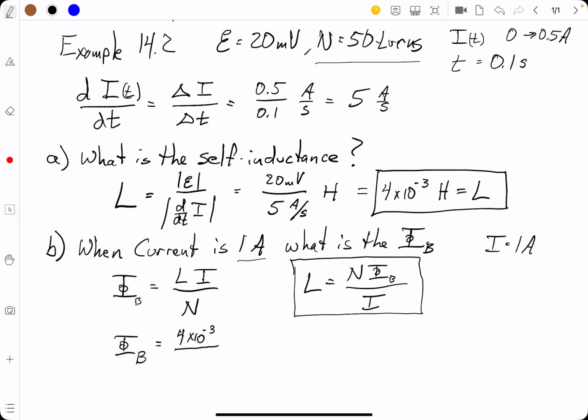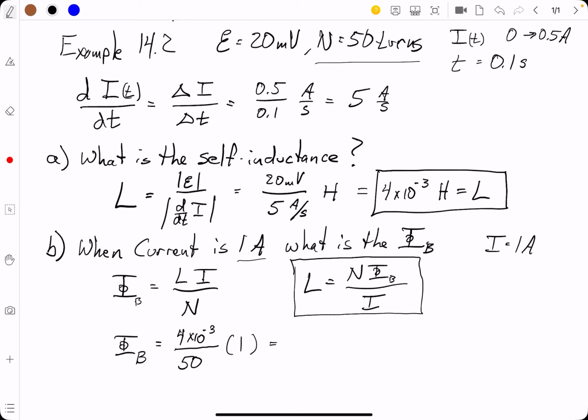And put our 50 down here, and our current of 1 amp. So we're going to multiply this whole thing by 4/5, right? That's 4/5, and 4/5 is 8.